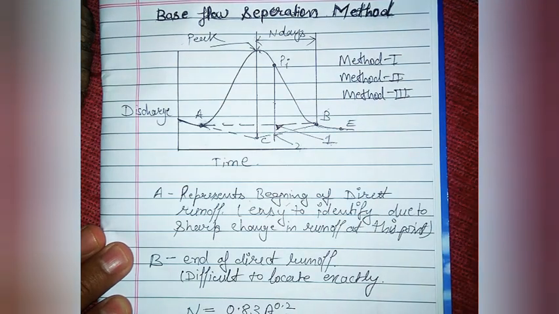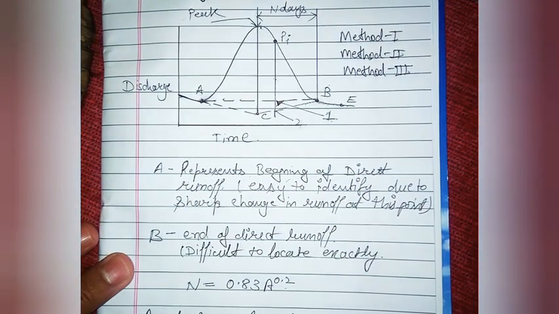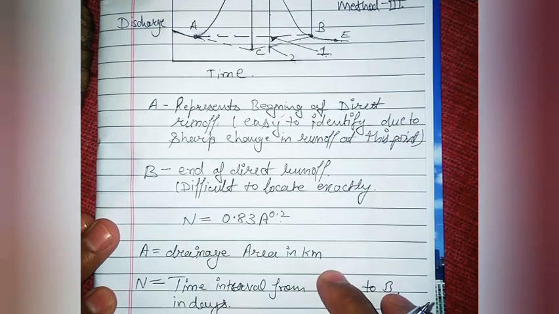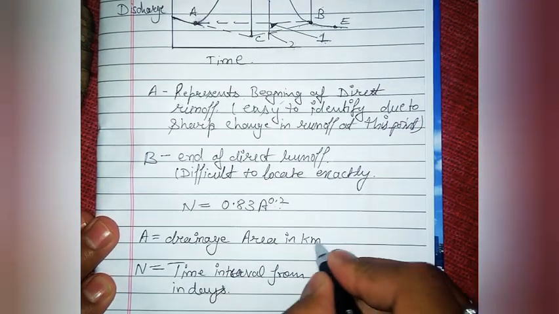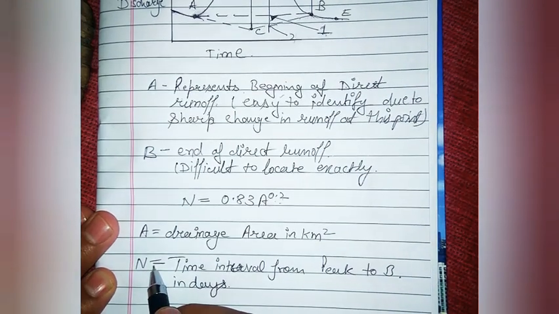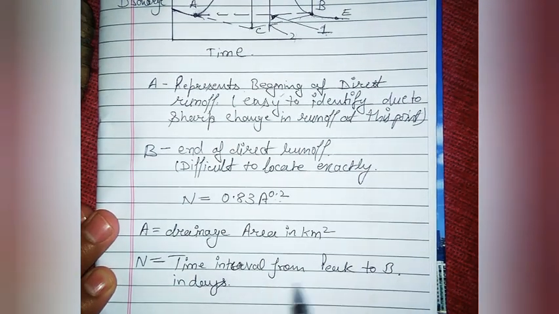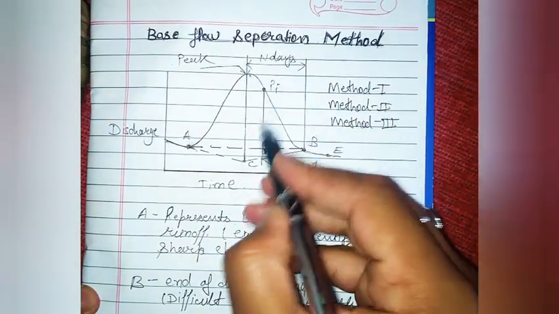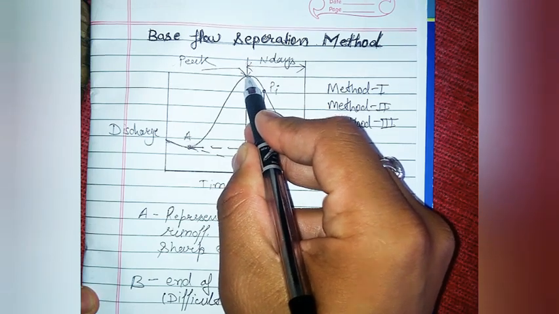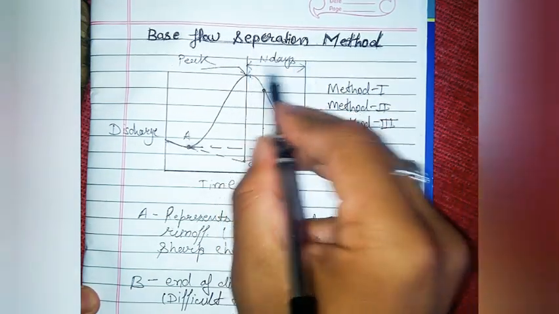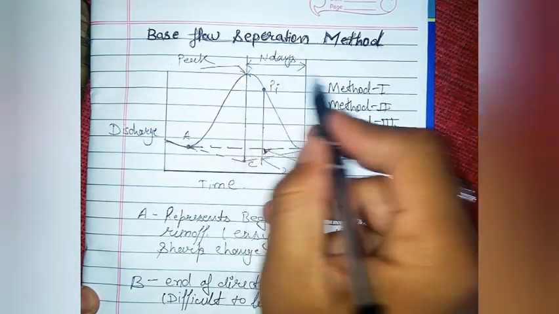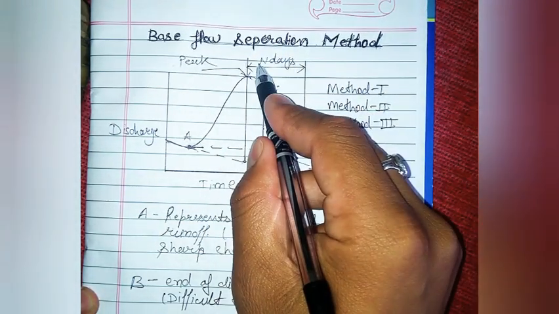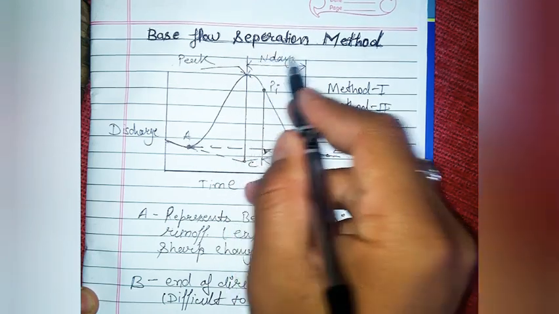So we use an empirical equation here, that is N equal to 0.83 A raised to the power 0.26, where A is the drainage area in square kilometers, and N is the time interval from the peak to the point B in days. This is the point P, the peak value, and this is point B, and the time taken between these two points is called the time interval, represented by N days.